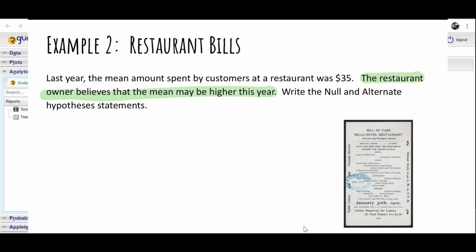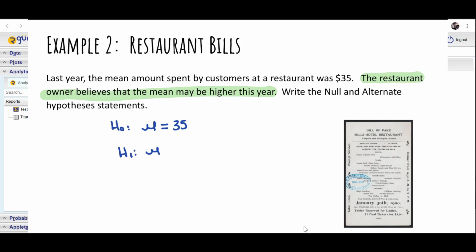So we're going to start by writing our null and our alternate statements. So I'm going to start by writing H0 and H1. And we're testing a mean. So I'm going to start off by writing the mu symbol so I don't forget. And also I remember that the null is always equals. Always, always, always. So what do we assume that it equals? So again, let's read it. It says last year the mean amount spent by customers is 35. A restaurant owner believes that the mean may be higher this year. So we're going to go with the assumption that it equals 35 because that's what it was last year. And again, we assume it's true until we prove otherwise.